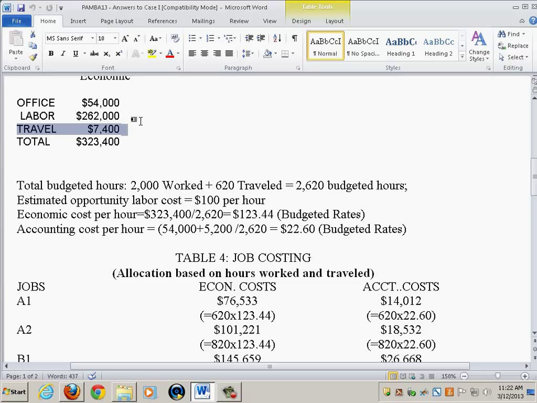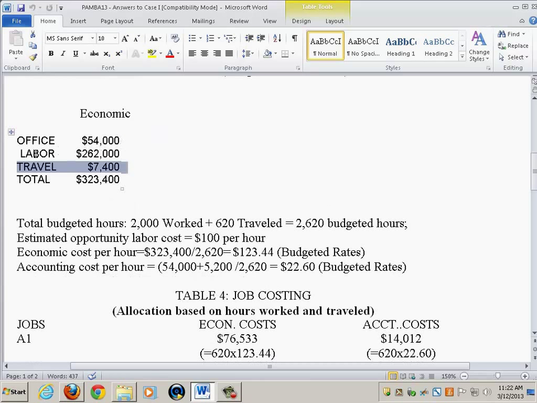This cost, these travel costs, the cost of using the car, because it's the economic approach, it includes economic depreciation, which was $3,000. The difference between the value of the car when you purchased it and the estimated value at the end of the year. And it included the opportunity cost on tying $25,000 to the car. And of course it included all the other out-of-pocket costs, so that gave you 7,400.